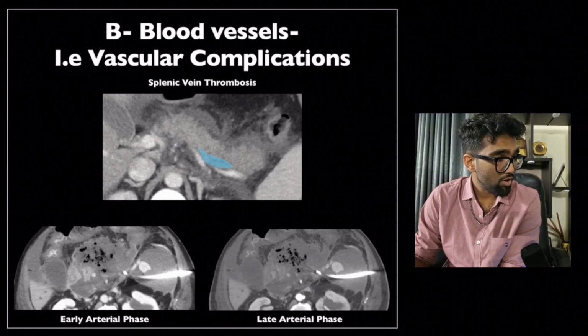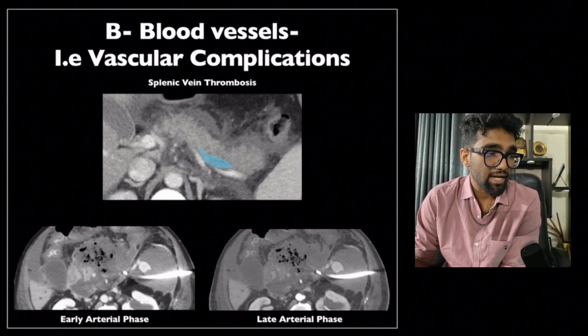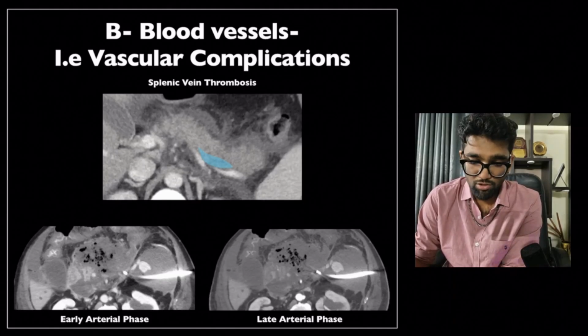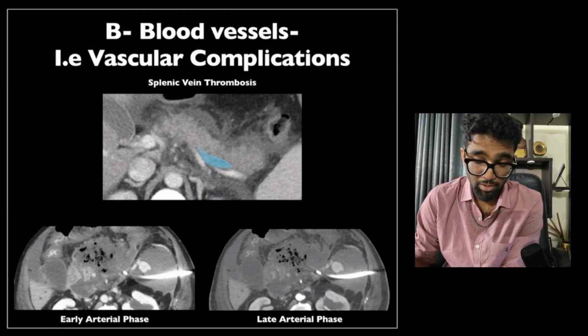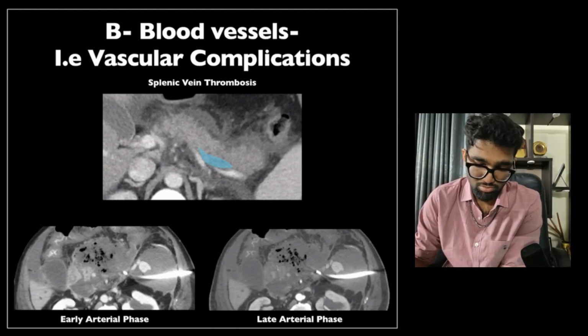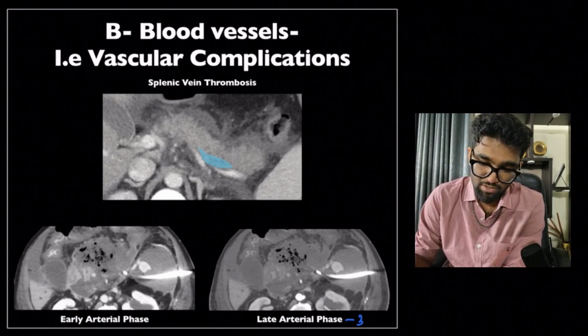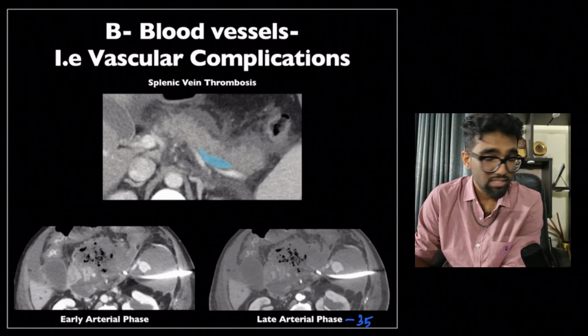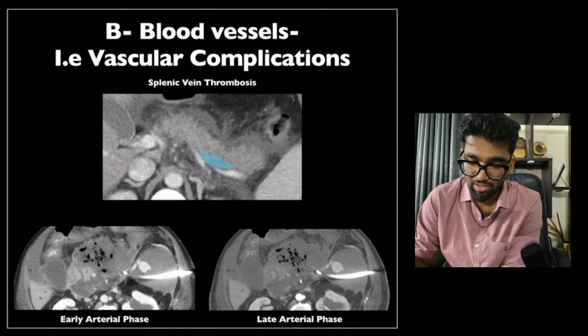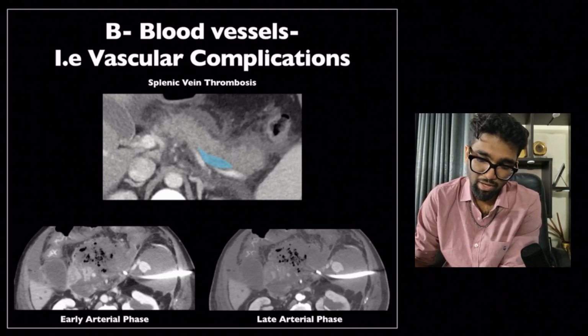Now, at the bottom, we have what are called the early and late arterial phase. Initially, when I discussed the different phases of the pancreatic CT, I only talked about an arterial phase. But in actuality, there are two subdivisions, the early and late arterial phase. The late arterial phase is around 35 seconds after injection of contrast. The early arterial phase would be prior to that.